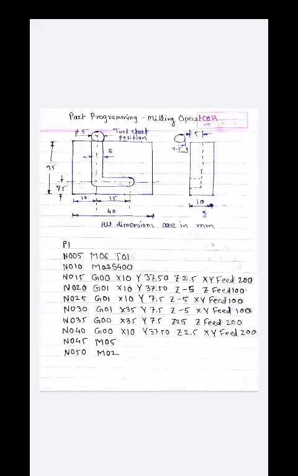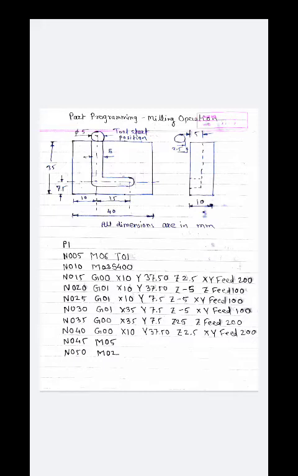Now we are going to give the instruction that it should move horizontally towards the right side. So the next block is N030, G01, X35, Y7.5, Z minus 5, XY feed 100 per minute. In such a way our L shape cutting is completed.